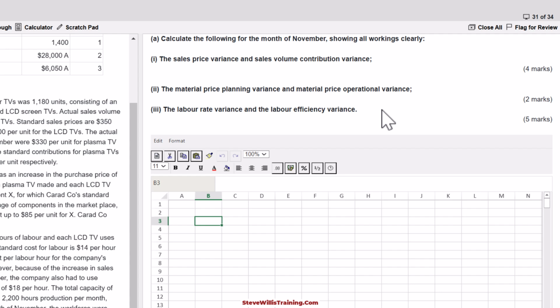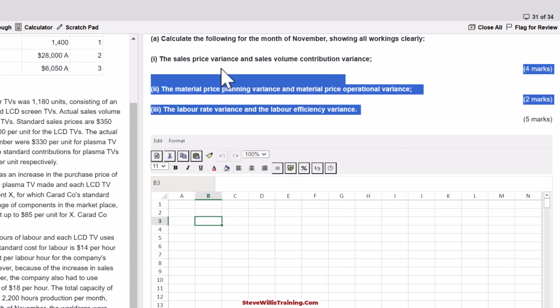First thing that comes to mind here, guys, look at the marks. 9 marks of assumed knowledge, 2 marks of new stuff. This underscores the importance of revising the direct materials, the direct labor, and the sales variances, because those are assumed knowledge in PM. And as you see here, you could be asked to calculate those on their own.